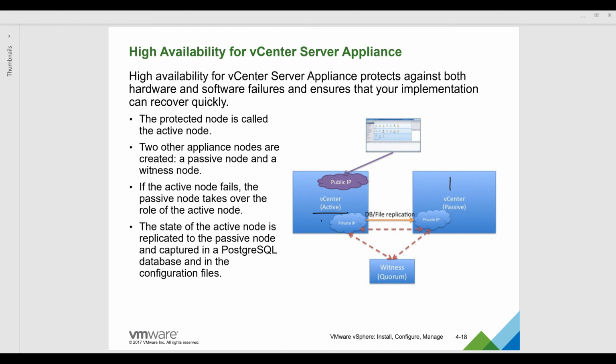Once that happens, the state of the active node is replicated to the passive node and captured in the PostgreSQL database, containing all those configuration files, which is all a revolving door. It all comes back. This is where your replication happens, but it all comes back here to your witness, or your quorum, that does the work and controls your failover to your public IP.